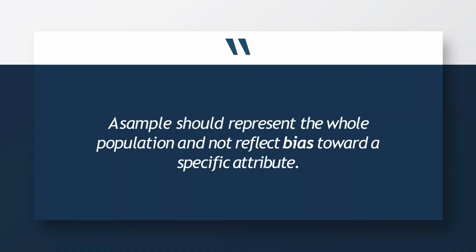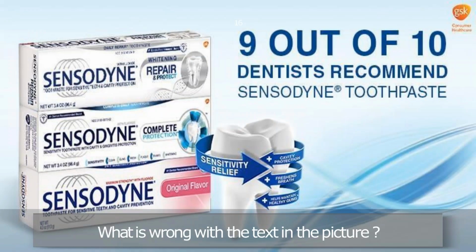So the key thing about a sample is it should represent the whole population and it should not be biased, right? That is the key thing. So for example, can anyone just look at this image? I know everyone must have recognized this ad. Can you tell me what is the fault in this advertisement?